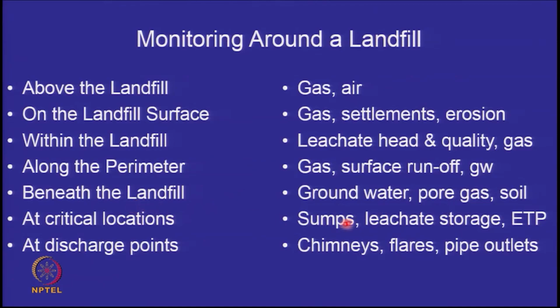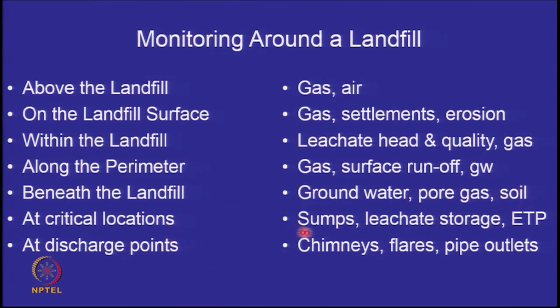Beneath the landfill, I will be monitoring groundwater. Simplest to monitor is groundwater. It's easy to extract, you can monitor it. I'll be monitoring pore gas. What is the gas in the vadose zone, the partially saturated zone. And I'll also monitor the solid particles of the soil.